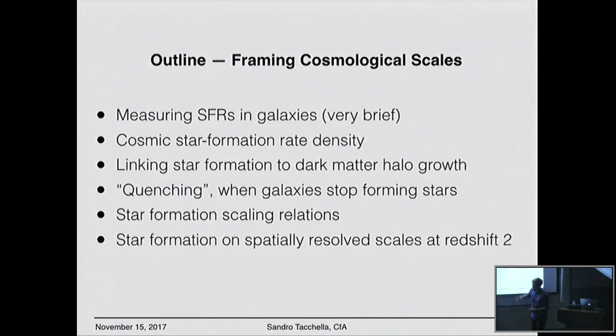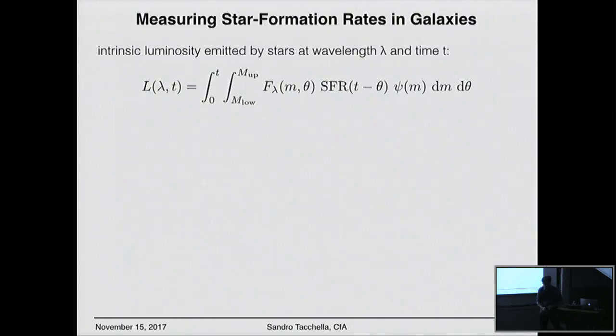So just a brief outline of the talk. I will be very brief at the beginning to talk about how we measure star formation rates in galaxies, so that we are on the same page. Then I will talk about the cosmic star formation rate density and how this links to the overall dark matter halo growth in the universe. Then I will talk about quenching, so when you stop forming stars in galaxies, and then I will end up with some spatially resolved properties of galaxies at redshift of 2.